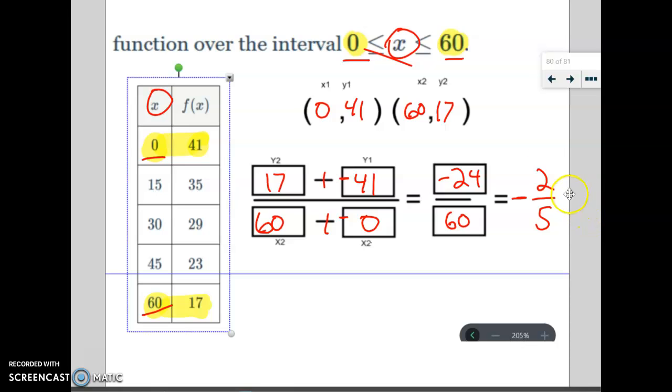Now, just in case, you might want to double check and make sure that this can't be reduced too. But for the most part, if you start at the bottom and go up, you should be good. And that's it. That is finding the rate of change from a table, or the average rate of change from a table.